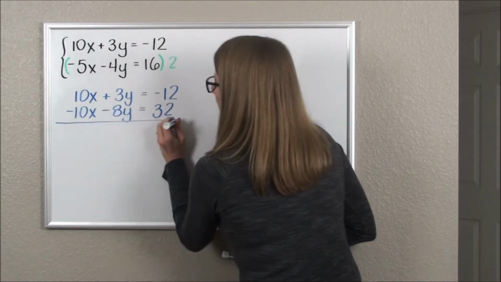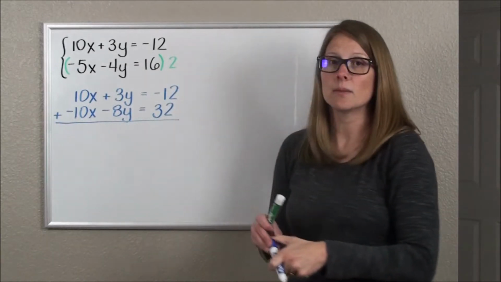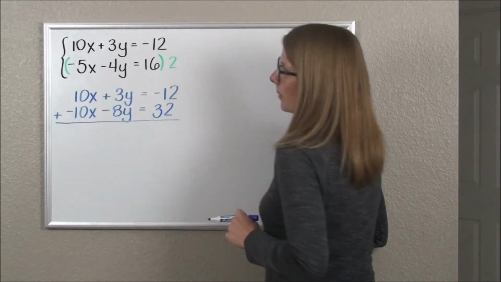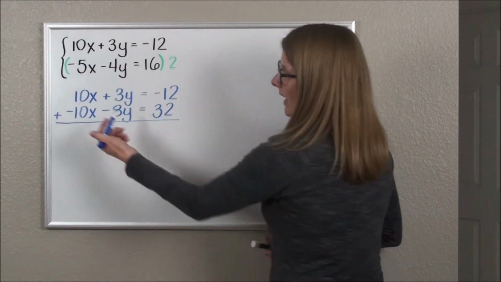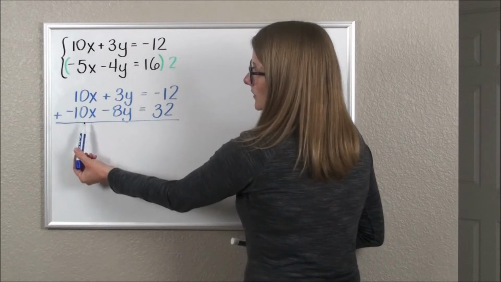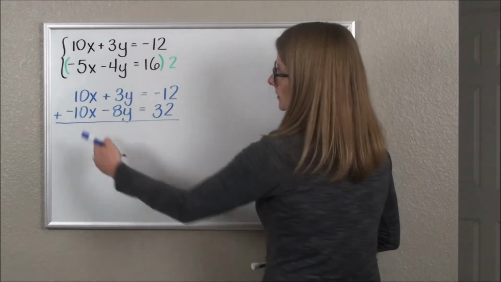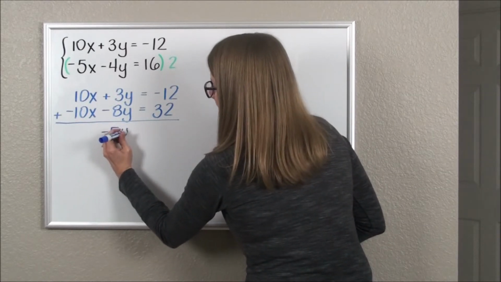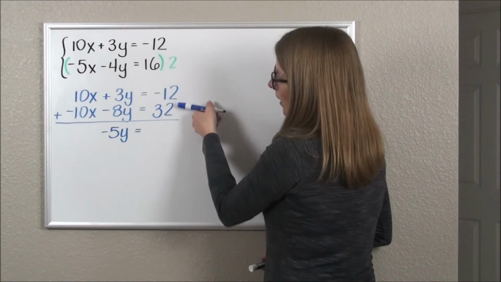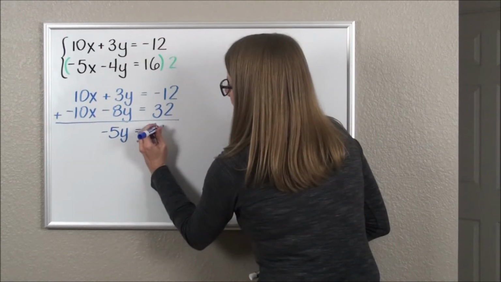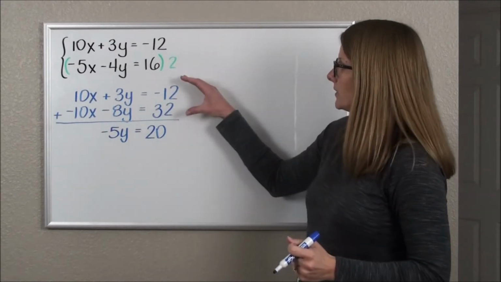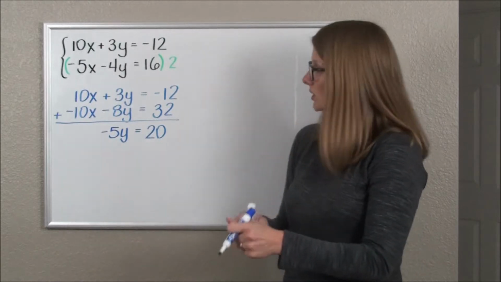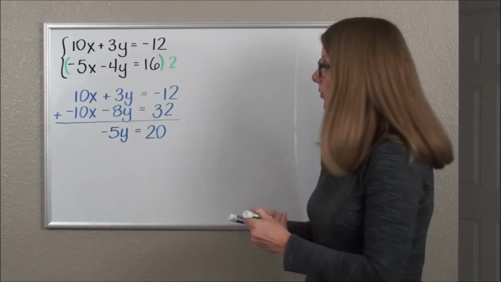So just make sure if you are going to manipulate an equation, make sure you do the same thing to both sides. It's again maintaining that balance. So I multiplied everything by 2. And now I'll add these equations. 10x plus -10x eliminates itself from the system, so that's gone. 3y plus -8y is -5y. And on the right side, -12 plus 32 gives me 20. And so again, what we've done with this elimination and addition technique, we have created a smaller equation with just one variable that we can now solve for pretty quickly.